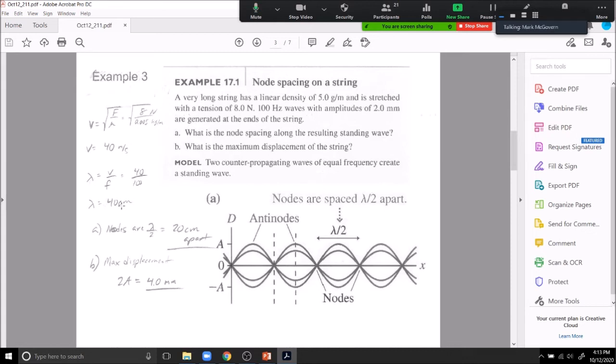What is the maximum displacement of the string? Okay, check this out.